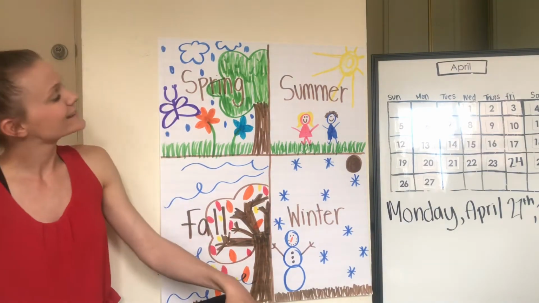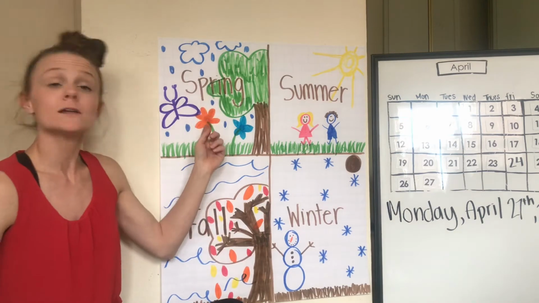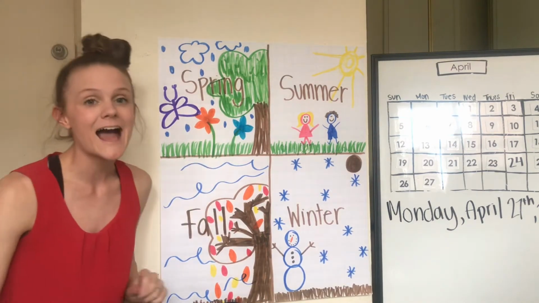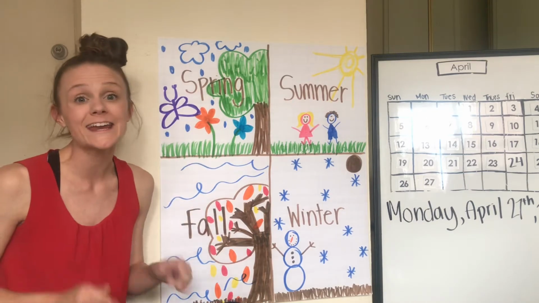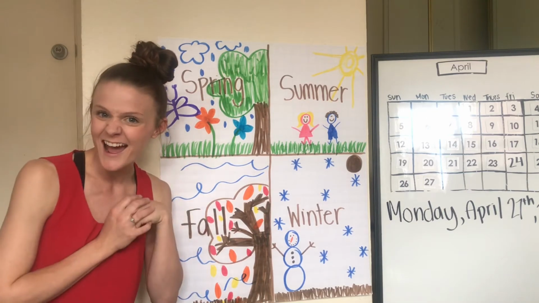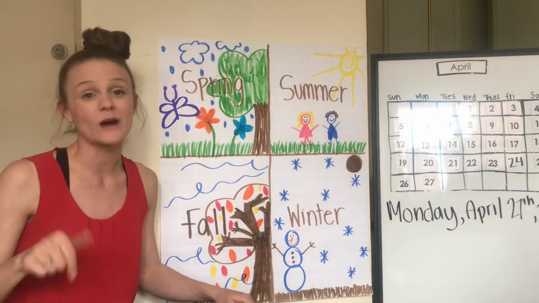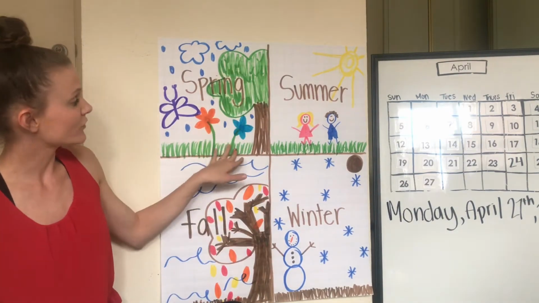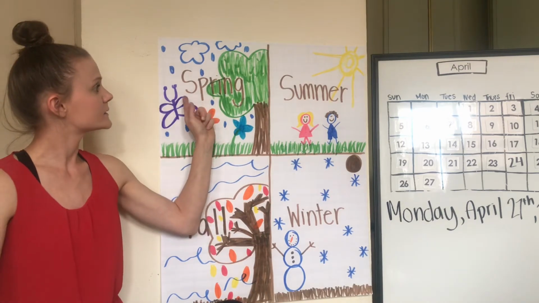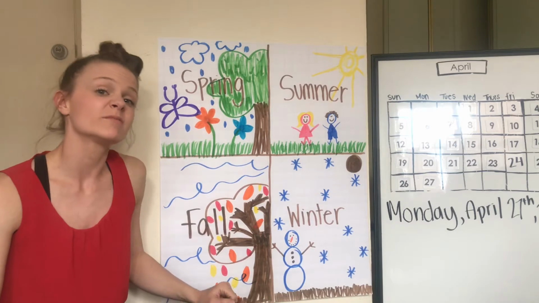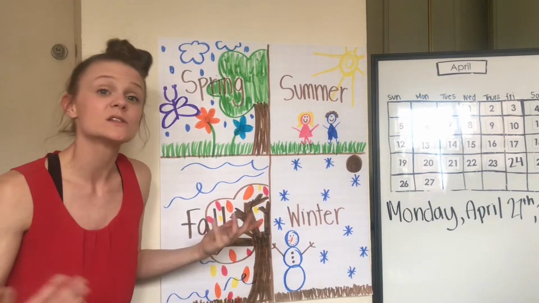So let's look at this little chart I have. In the first box here, I have the word spring. And this is actually the season that we're in right now. Did you guys know that? Yes, you did, didn't you? So spring is the season that we're in right now. So I've drawn spring in this first box. So I wrote the word spring, spring. And then I drew some things that you would see in the springtime.